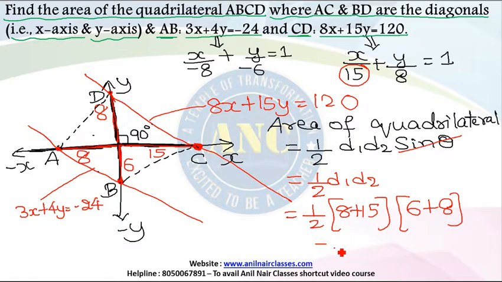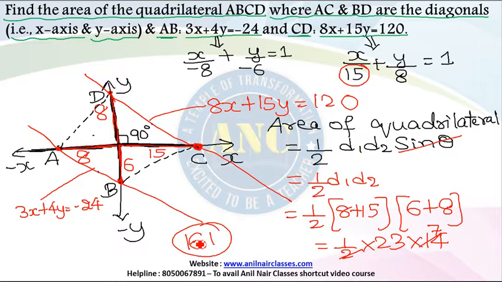So it is half into 23 into 14. So your answer for this question is 23 times 7, which is nothing but 161. The area of the quadrilateral for this question is 161.